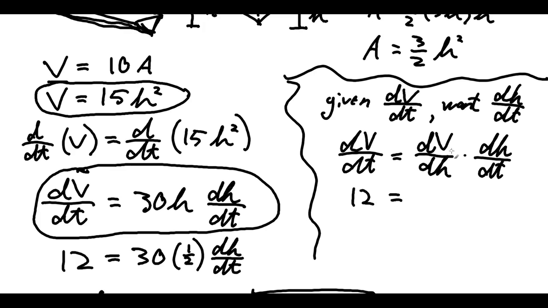dV/dh, we aren't given, but we can find it from this here, right? V is a function of h. So we have 15h squared. Its derivative is 30h. And then we have dh/dt is what's unknown. And at this point now we can plug in our h and again solve for dh/dt.